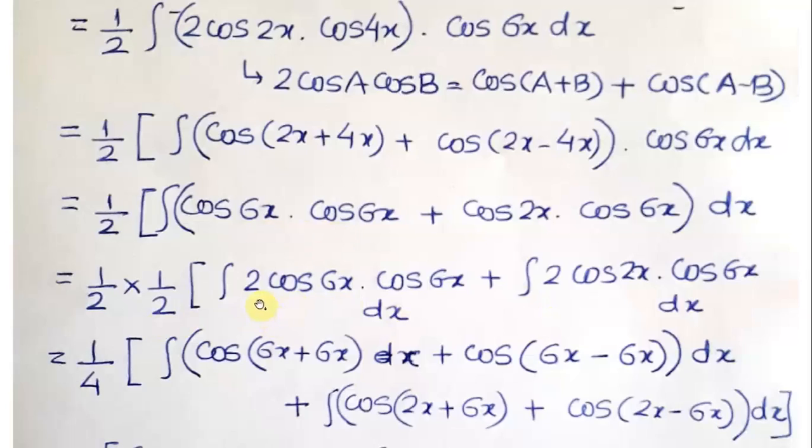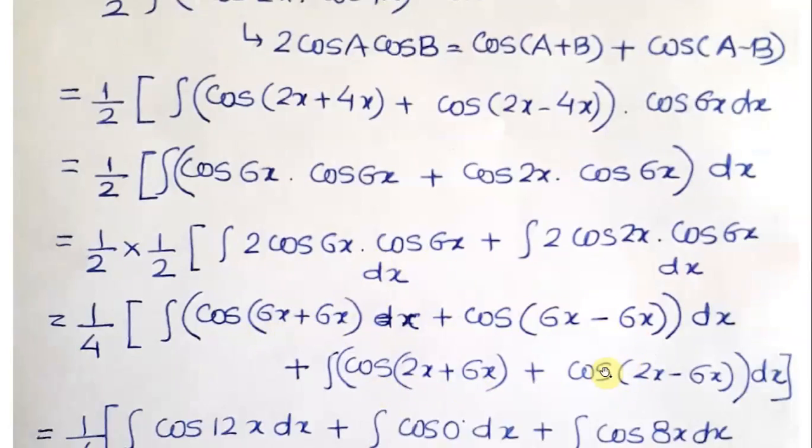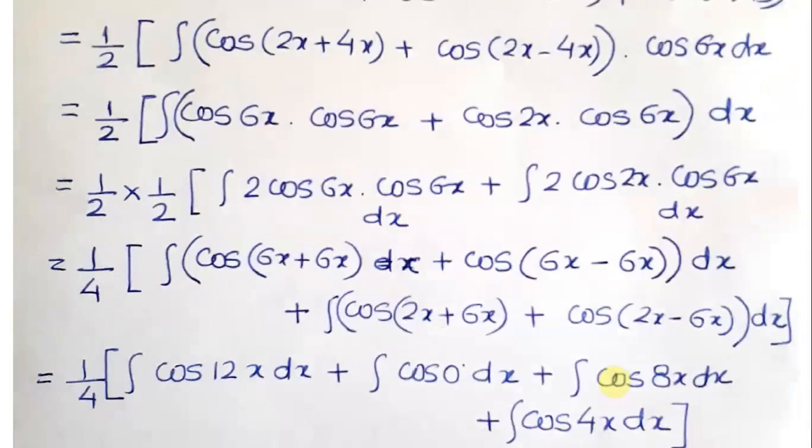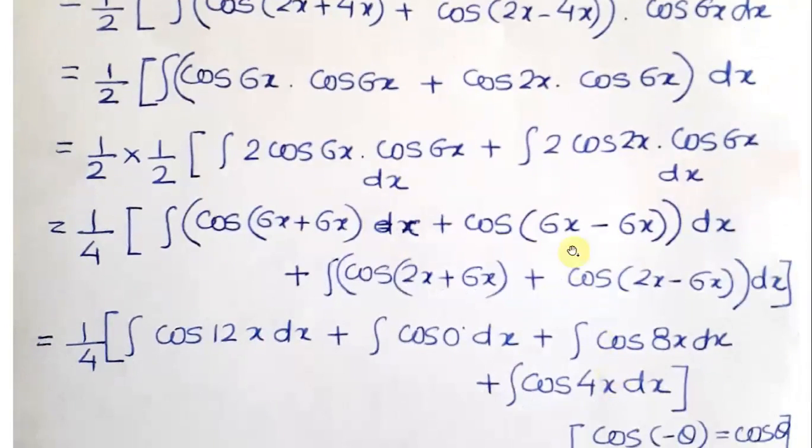So now 2 cos A cos B. You can look at the formula here. Same formula I am applying in these two integrations. Okay. So 2 cos A cos B is cos of A plus B plus cos of A minus B. Same way here, cos of A plus B plus cos of A minus B. Okay. Now further we can see 6 and 6 will become 12x. Here it will become 0. So cos of 0 I wrote.